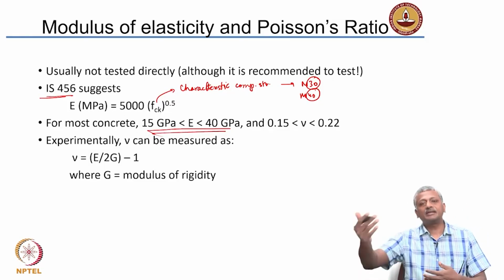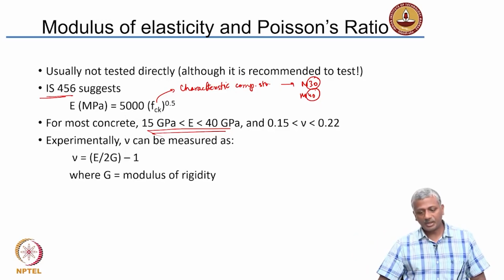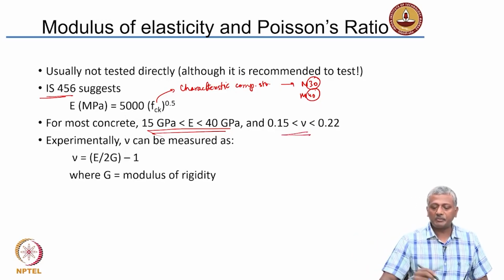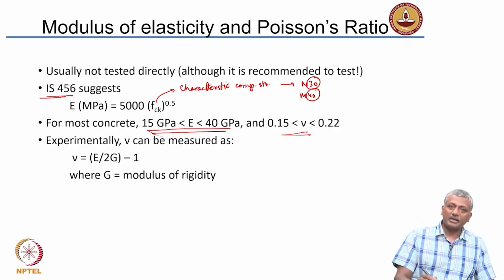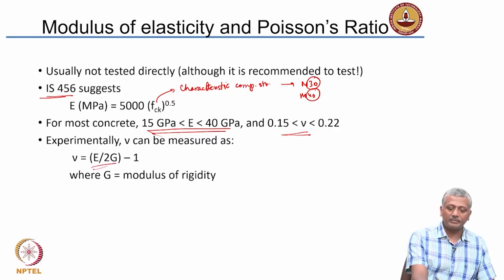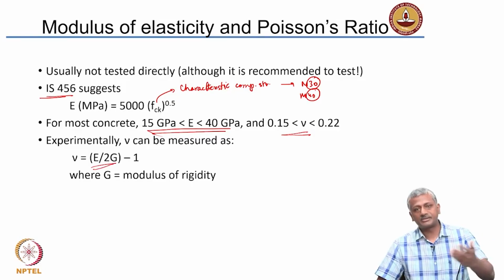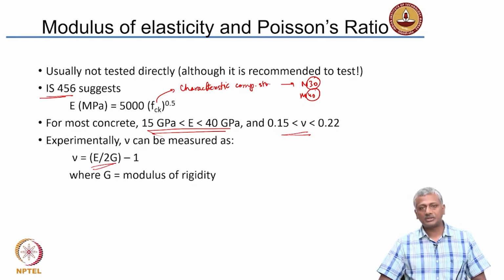Of course, the higher the strength, the greater the modulus. Your Poisson's ratio typically will be between 0.15 and 0.22, more or less an average of about 0.18 to 0.2. Experimentally you can measure the Poisson's ratio by measuring the elastic modulus and shear modulus and applying this simple elasticity equation where nu is equal to E by 2G minus 1.